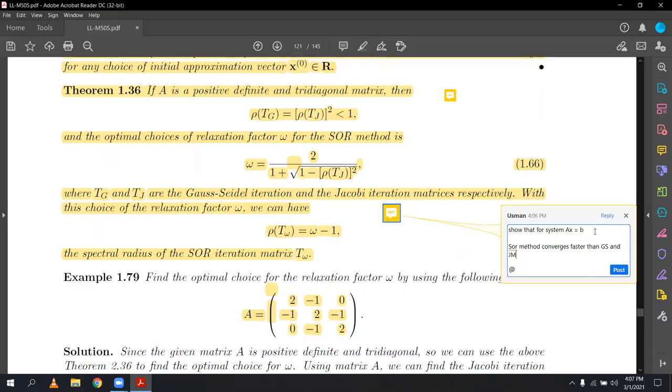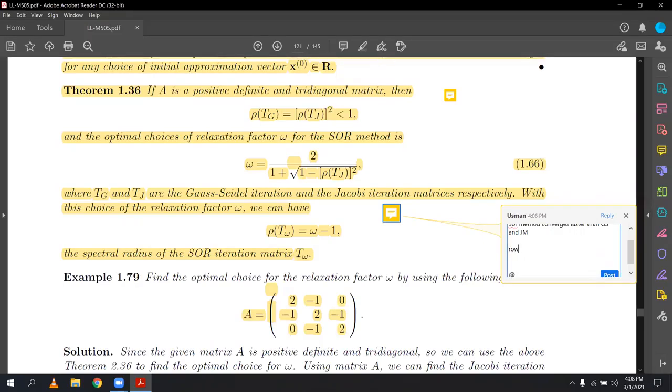What is the condition of the convergence? Do I calculate Tj and Tg? No. First of all, what is it mathematically you have to show? Then you do the process, right? Do the procedure. You should know the formula which you have to show. You have to show the spectral radius, which we call rho, right? I call it rho here, spectral radius.